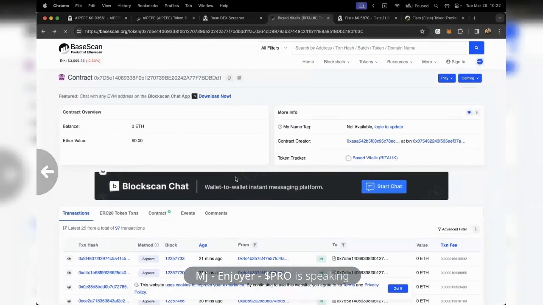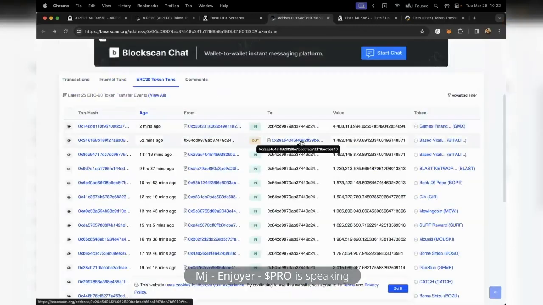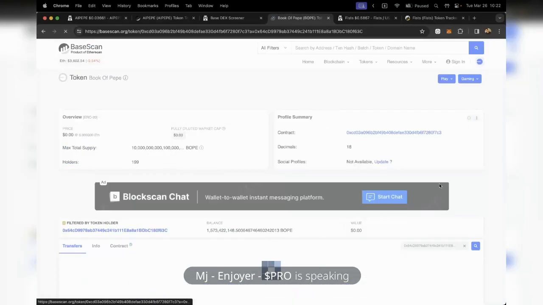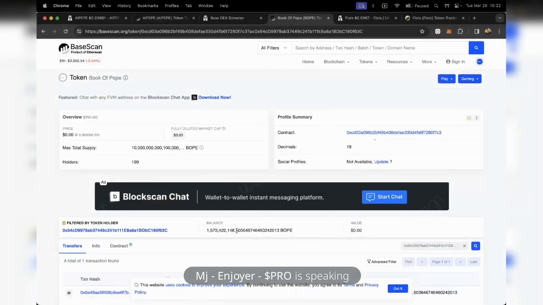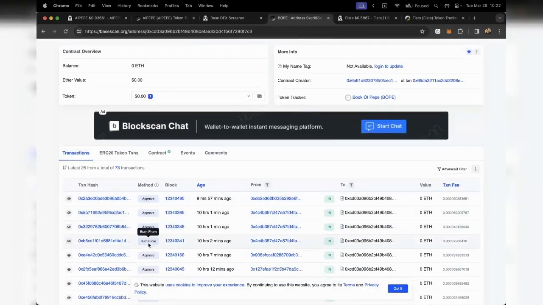This $6,000 ape that he did into this coin that I think is a rug. Book of Pepe. Okay, he has these coins in here. Great. Never sold. Burn from. Again, rug. That is burn from. There's a way to burn the liquidity and to pull it out in doing so. It's a clever way of rugging after you've already locked liquidity.